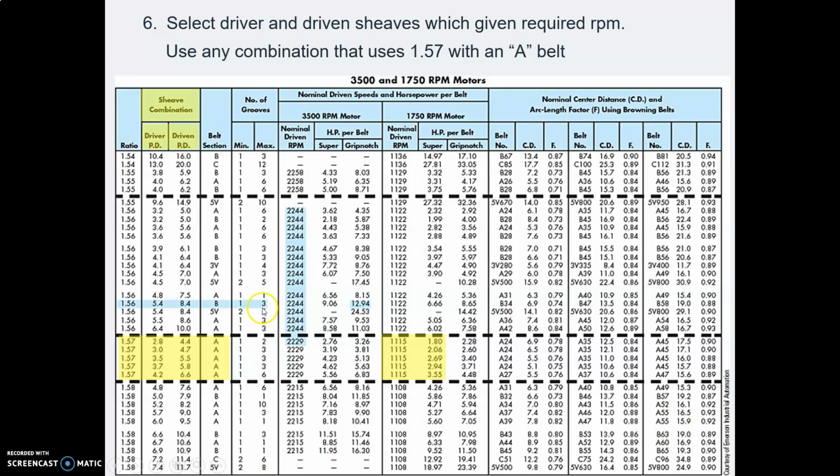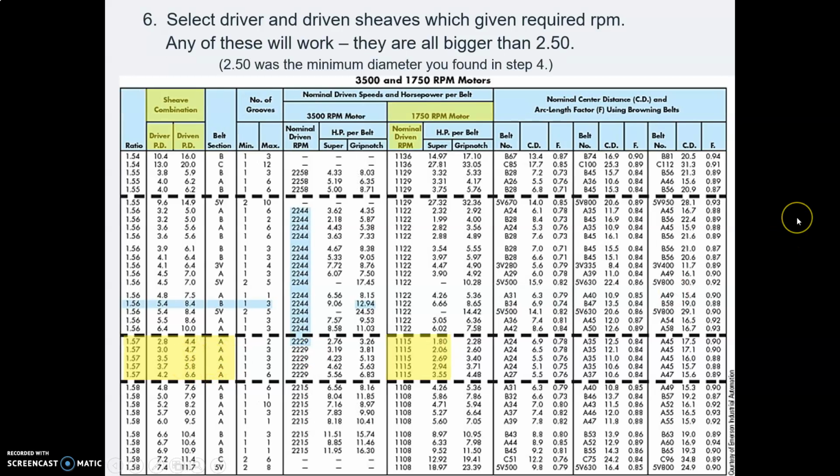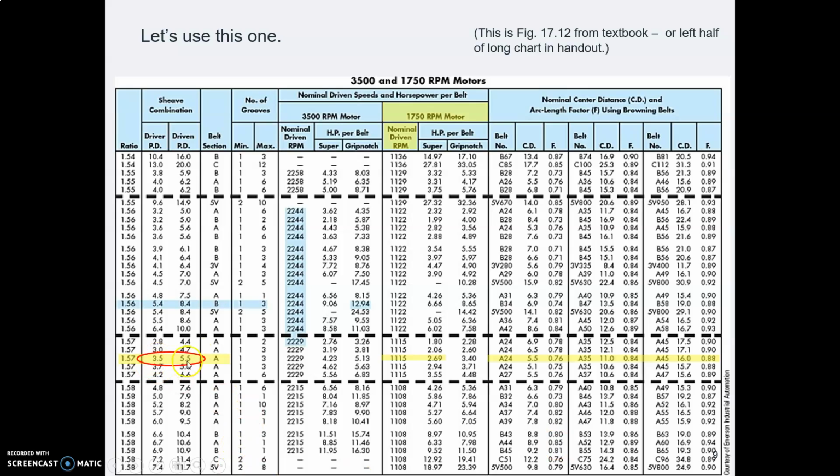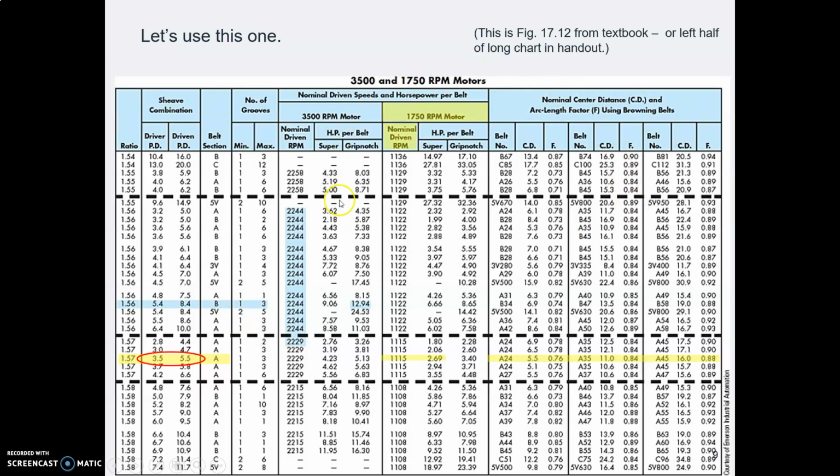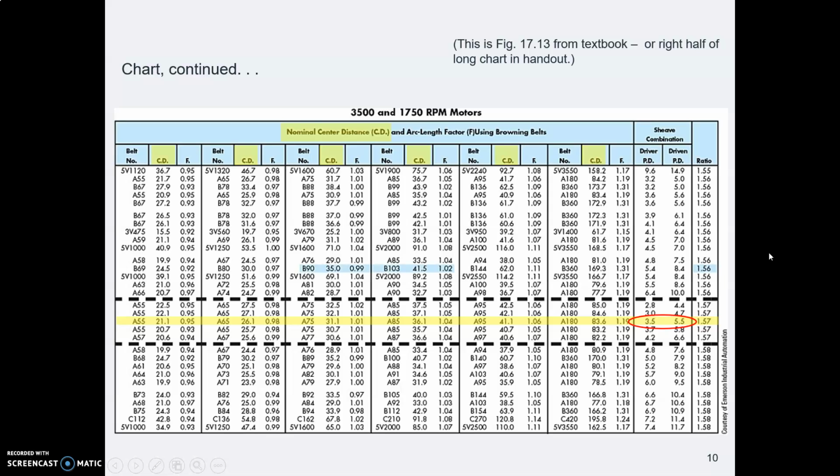Now that we know that, we can find a sheave combination that uses an A-size belt. Any of these sheave combinations will give us the right speed ratio. And in our case, we could use any of these because all of them are bigger than 2.5 pitch diameter, so any one of those would work. Let's just pick out this middle range of sheave combinations. So we'll have the smaller motor sheave with a pitch diameter of 3.5 and the larger blower sheave with a pitch diameter of 5.5. Oh, and by the way, this is the left half of that big old long chart and the right half of the big old long chart.